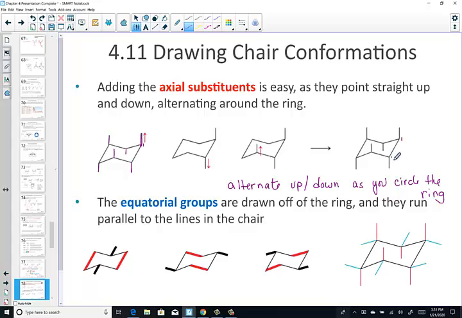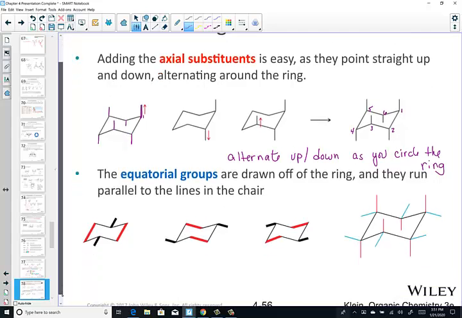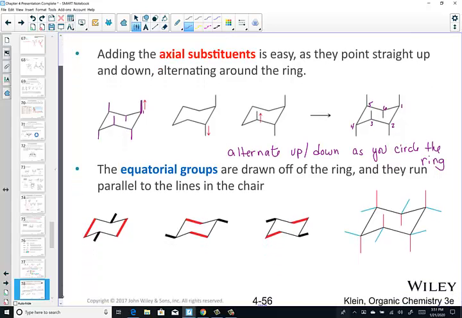Carbon 1 was up, carbon 2 down, carbon 3 up, carbon 4 down, carbon 5 up, carbon 6 down. So axials will alternate up-down positions. Now, the same is true for the equatorials. They are going to alternate up-down as well. Not coming straight, but kind of encircling like an equator.